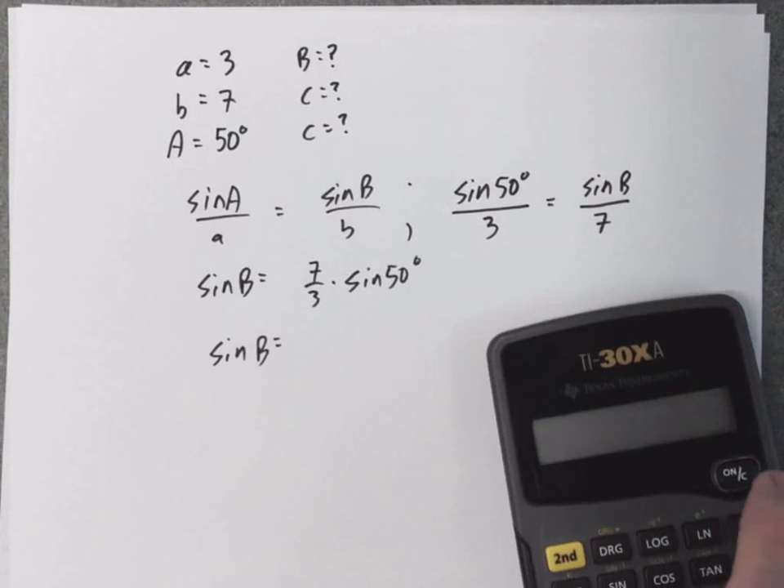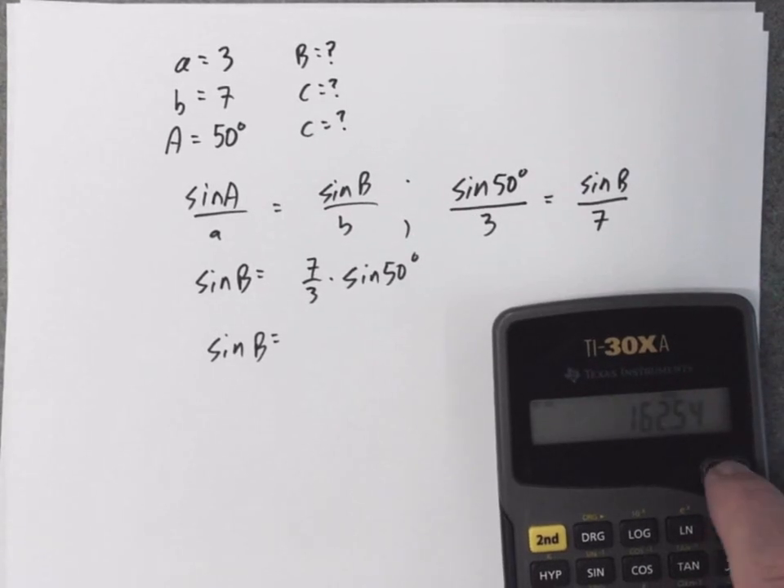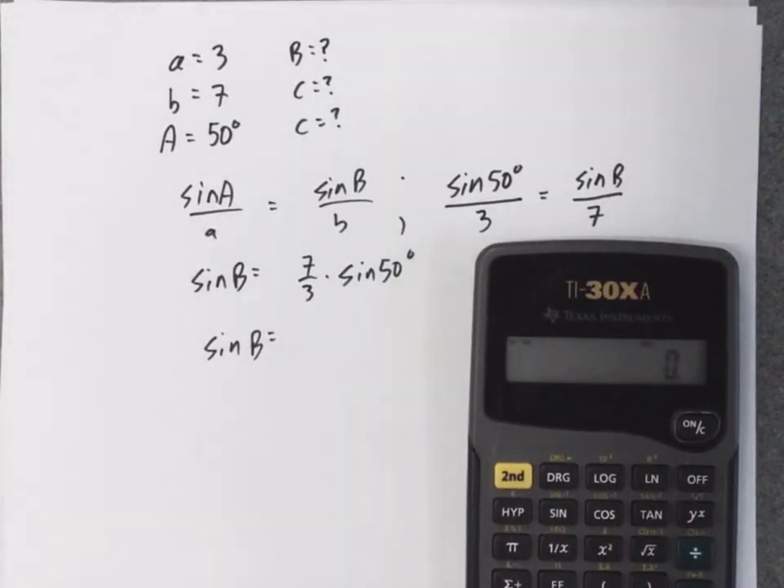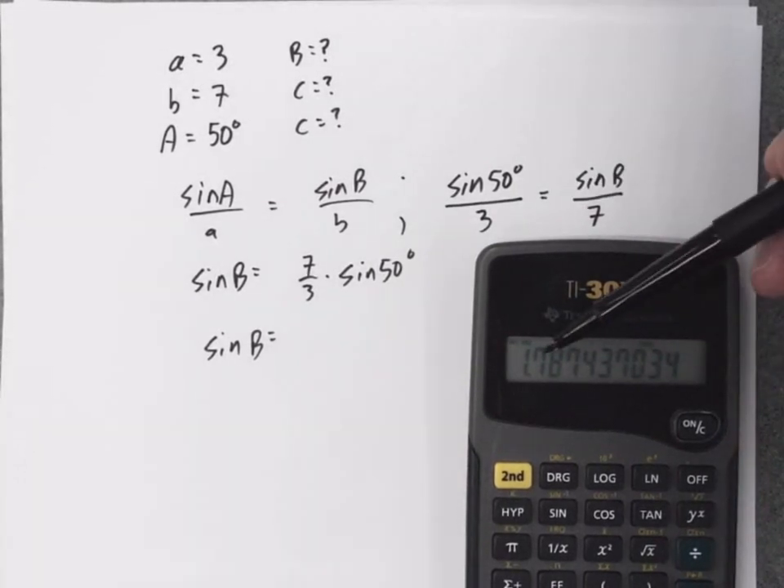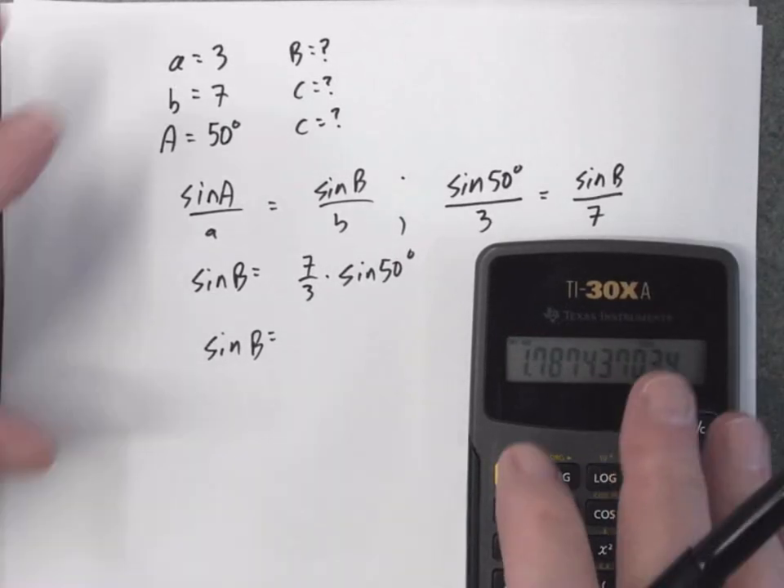So if I grab my calculator, make sure I'm in the degree mode. 50 sine times 7 divided by 3. Just to be safe, I'm not going to round off very much. I get 1.7874.